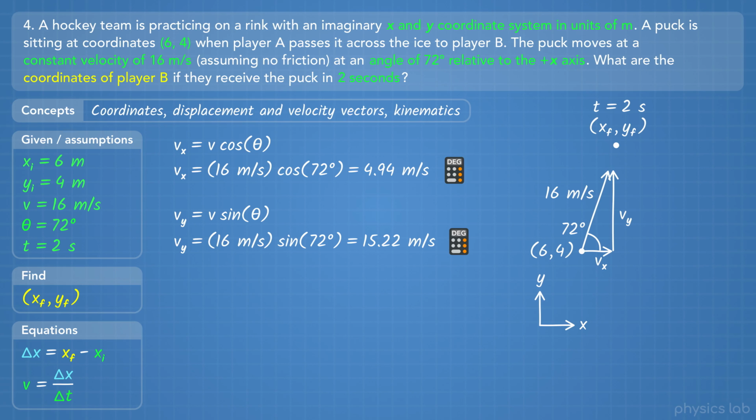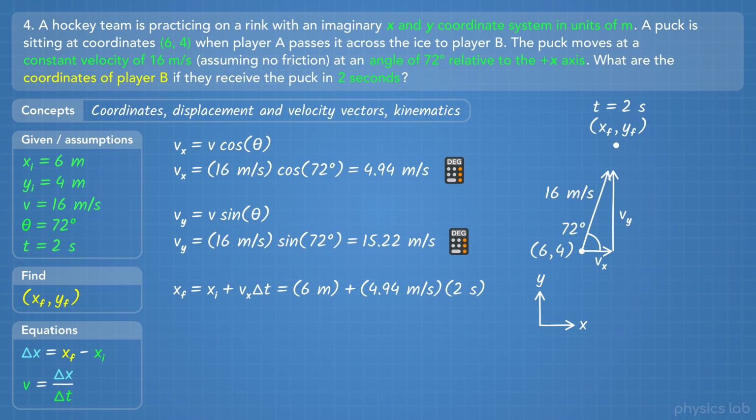So as the puck moves from the initial point to the final point, it moves to the right at 4.94 meters per second and moves up at 15.22 meters per second. Now we can use those to find delta x and delta y. We could use these two equations and solve this in 2 steps, but if we take the equation for velocity and replace delta x with x final minus x initial, and then we rearrange things, we get this equation, and we can calculate the final positions in 1 step.